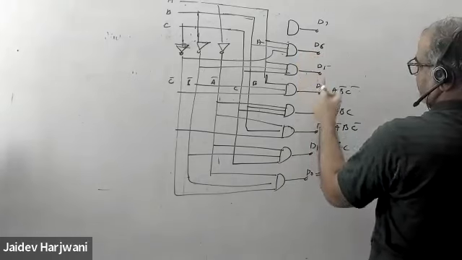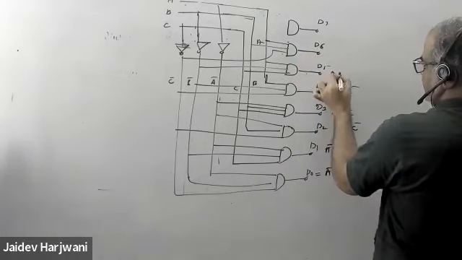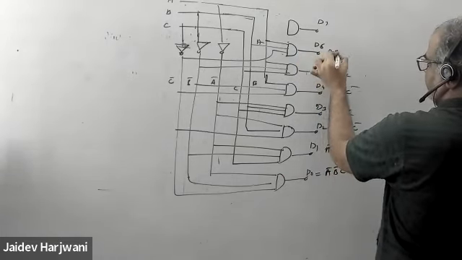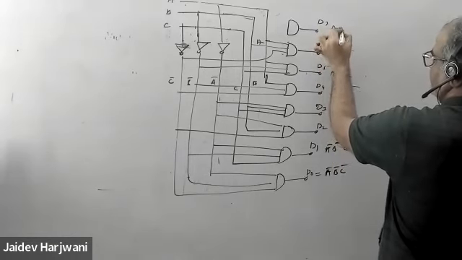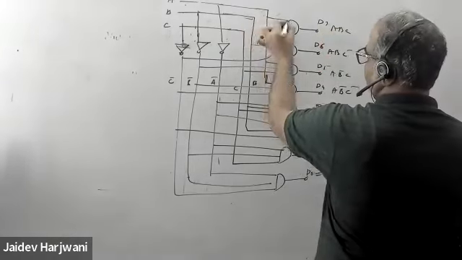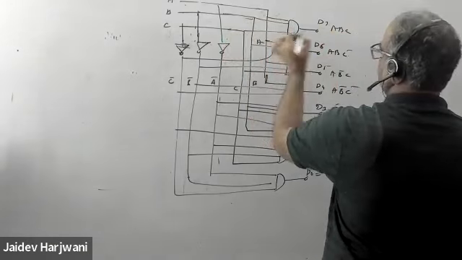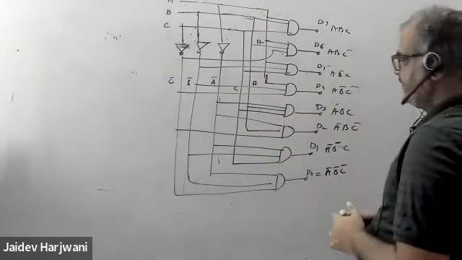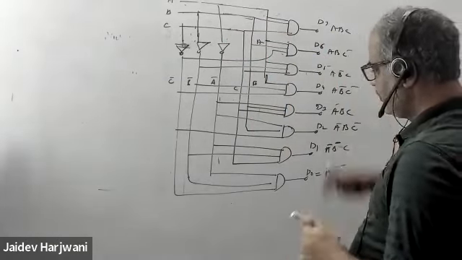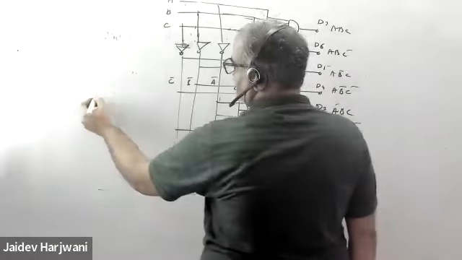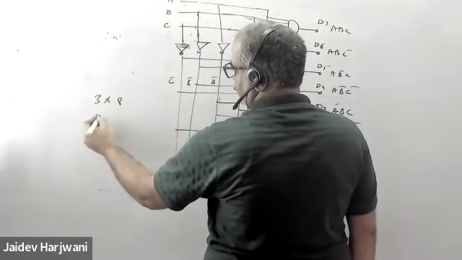So this is your what? 5 is your A, B bar, C, A, B, C bar. This is your A, B, C. Okay, so you want A, you want B, and you want C. Okay, now this is your decoder. Okay, this is your 3 to 8 decoder.